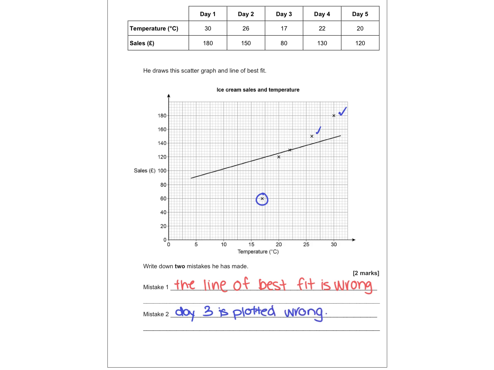You could make any comment about that, but it's 1 mark for saying about how his line of best fit is not right, and another one for saying about how day 3 has been plotted wrong.